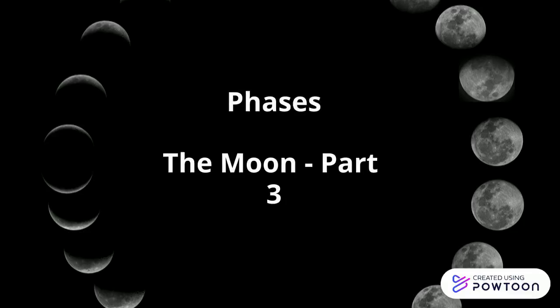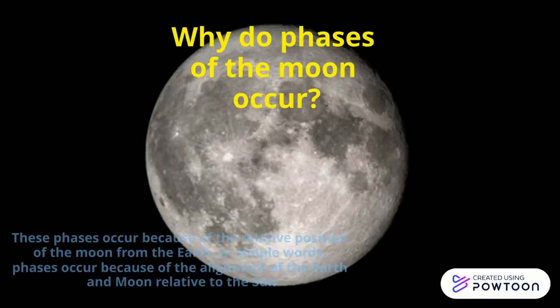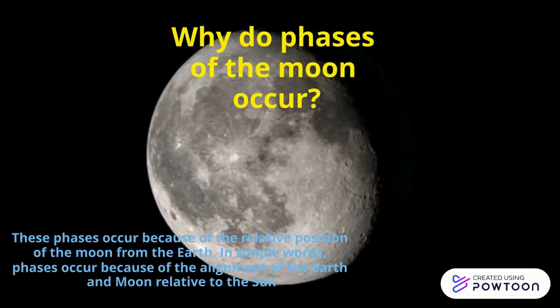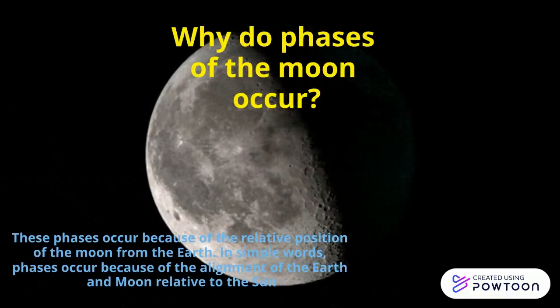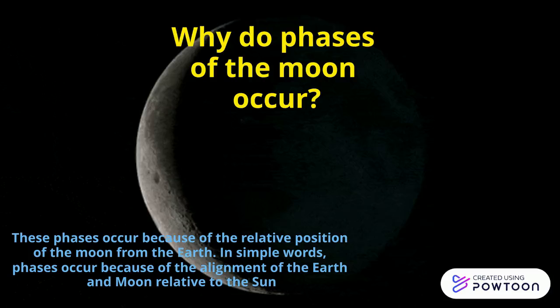Phases of the moon. In the last video I talked about eclipses, so go watch that before you come here. Starting off with the first slide. Why do phases of the moon occur? These phases occur because of the relative position of the moon from the earth. In simple words, phases occur because of the alignment of the earth and moon relative to the sun.